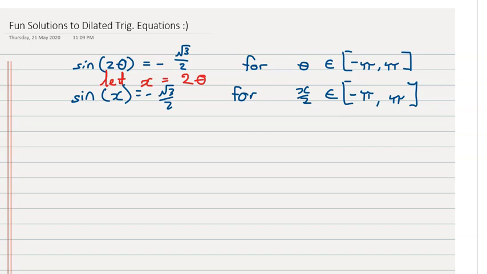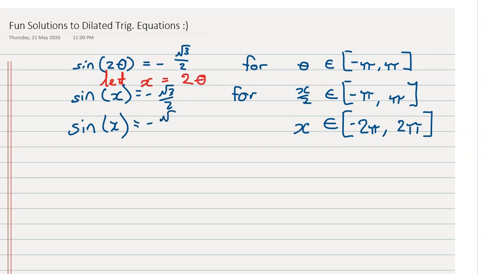Now this still isn't acceptable. I want to make it such that it's easier to read. So rather than saying x over 2 is this domain, I'll say what's the domain simply in terms of x, and it's going to be negative 2 pi and 2 pi. So what we've got here is sine of x equals negative root 3 over 2 for this domain here. So this is much cleaner compared to what we had done before.